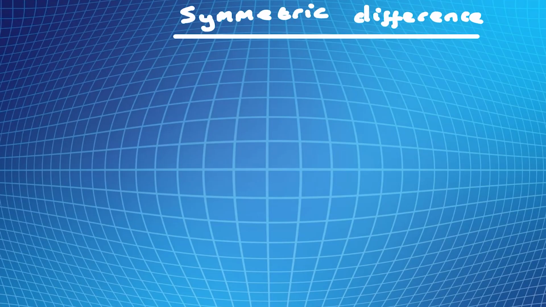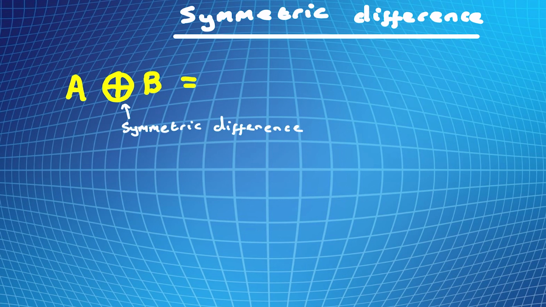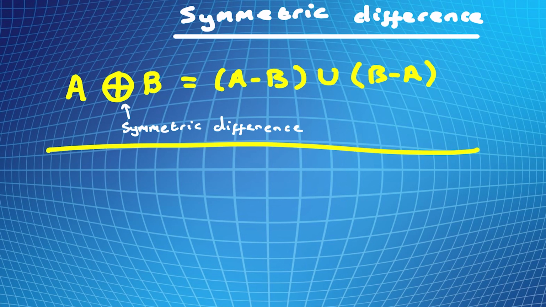Okay, last thing to cover: symmetric difference. Capital A represents a set, capital B represents a set, and the plus sign with the circle around it means symmetric difference. It's defined as A minus B unioned with B minus A. Let's try an example. The definition of symmetric difference is given in yellow above.